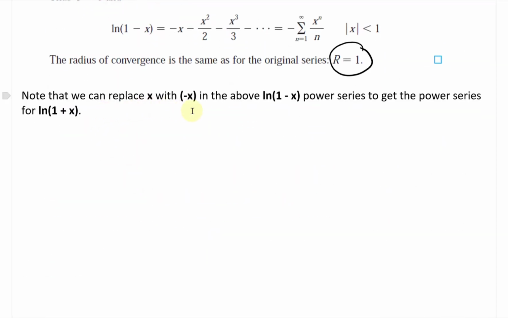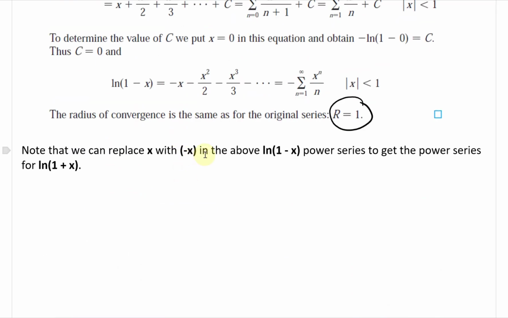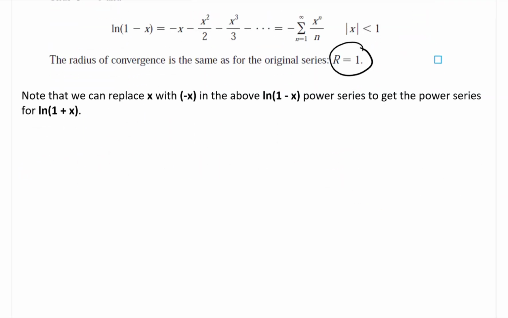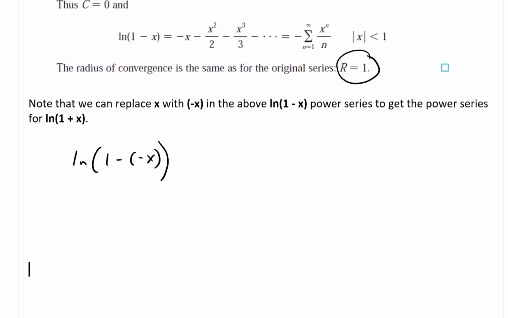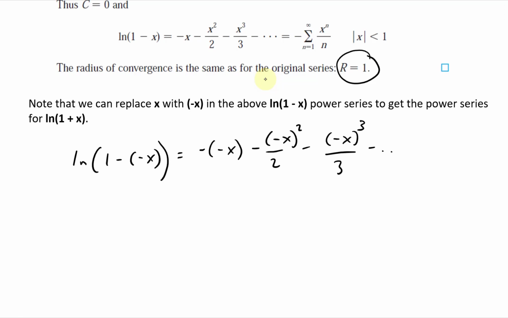So just for completeness, let's solve ln(1 + x). Note that we can replace x with negative x in the above ln(1 - x) power series to get the power series for ln(1 + x). We could basically just manipulate that and get it. So what we'll have is ln of 1 minus, and then this is minus x, so if x is that instead, we can just plug that inside the power series. This is going to equal negative, so negative x, and then we're going to have a negative x squared. If you put a negative inside an even power, that's just going to be positive anyways, so you can just leave that, or for completeness, put it in there as well. Negative x squared, and then minus negative x cubed over 3, and so on.